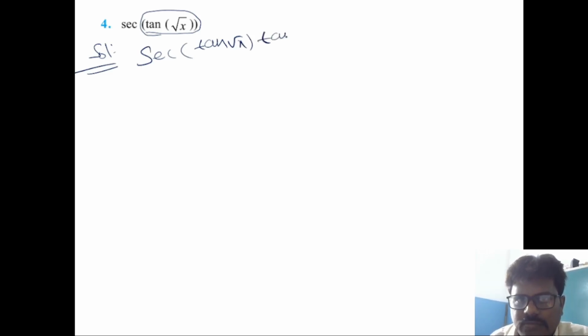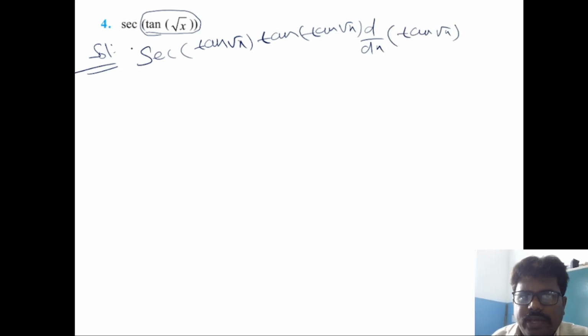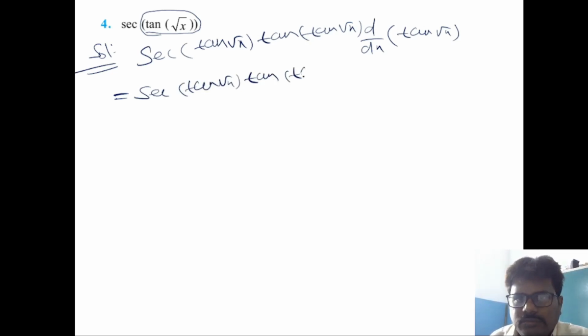So tan x means what here again? Tan root x. This is our given function. Now we have to write the function of function derivative. So here the function of function is nothing but tan of root x. So up to this you have to write as it is until the final solution. So secant of tan root x, tan of tan root x. Now the differentiation of tan root x.